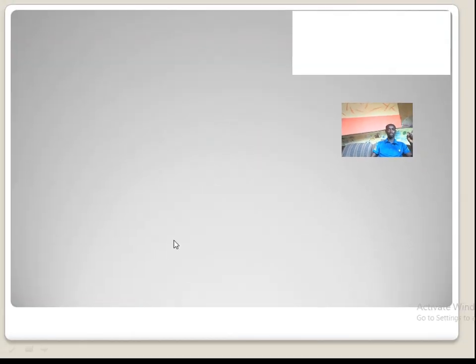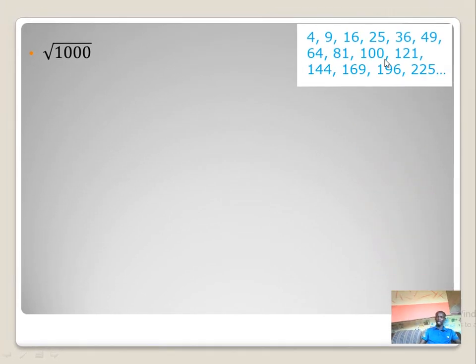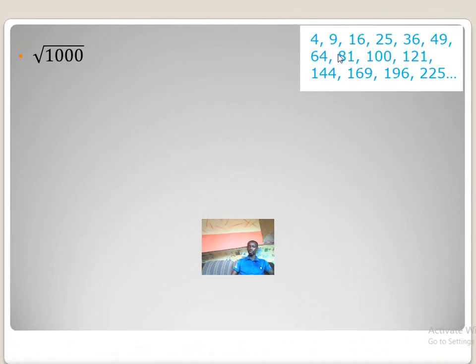The last example, root 1000. Having this list of numbers, what do we do? We'll pick any of them that happens to be a factor. 4 is a factor, 25 is a factor, any other one, 100 is a factor. So using any of them, you will still get your answer. Okay, but I will prefer choosing 100.